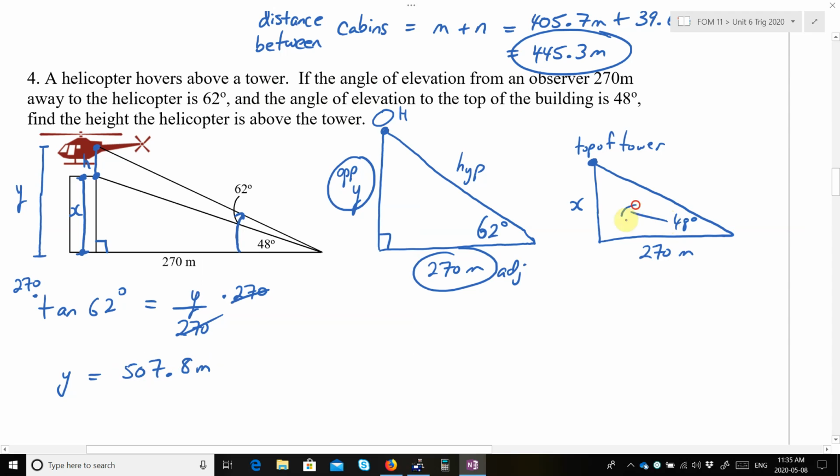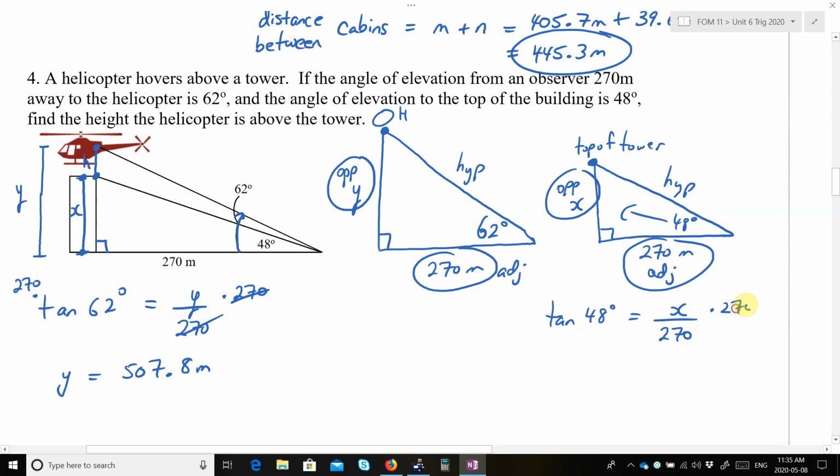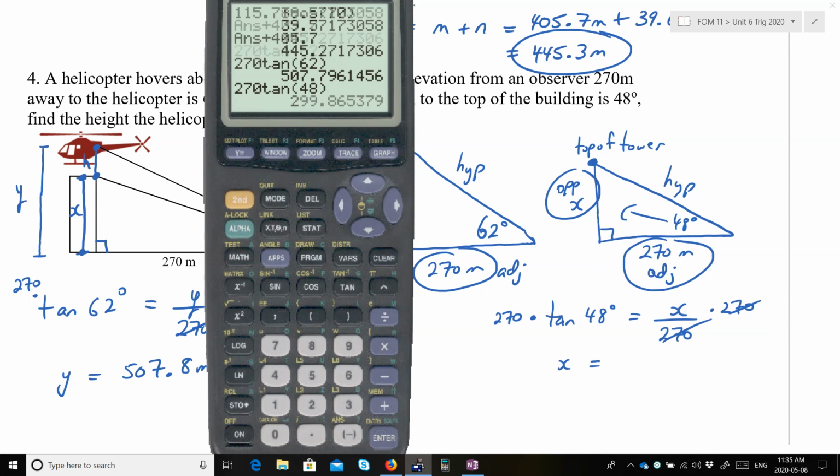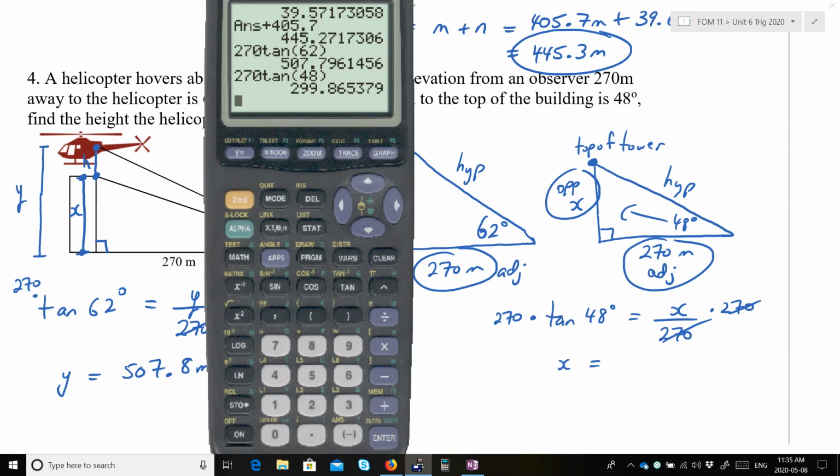And then over here, we have opposite. This is adjacent. This is hypotenuse. So we're looking for opposite. We have adjacent, and we would go tan of 48 degrees equals x over 270, multiplied by 270, multiplied by 270. x equals 270 tan 48, 299.9.